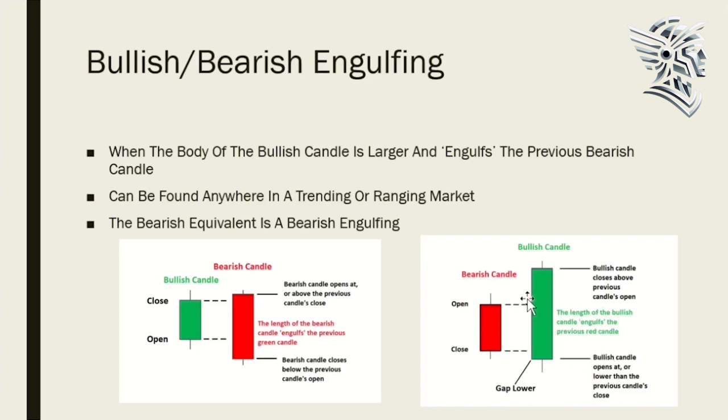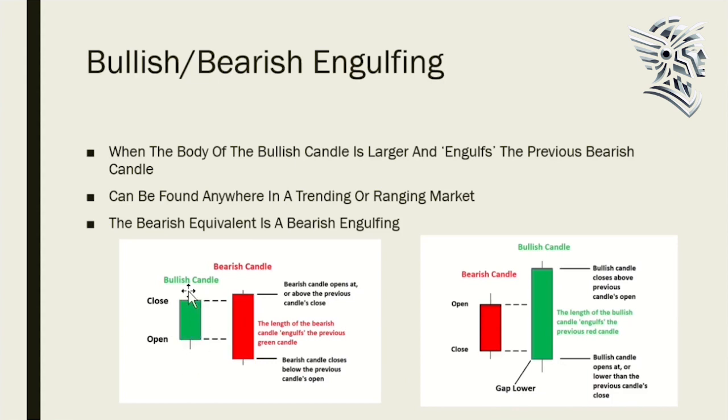See, it takes up all the red candle, and then the bullish candle closes above the previous candle's open, as you can see here. You have this close well above where this one opened. So, onto a bearish engulfing, which is the bearish equivalent. It's just the same as this, just flipped around.